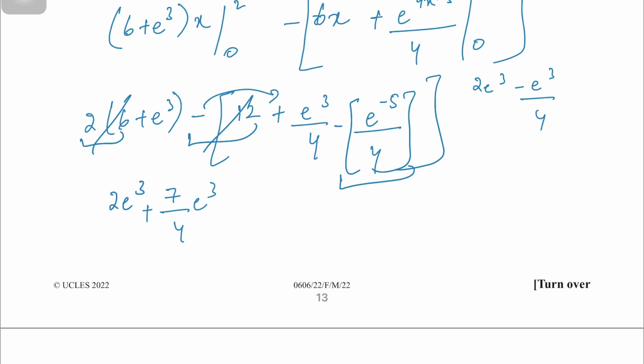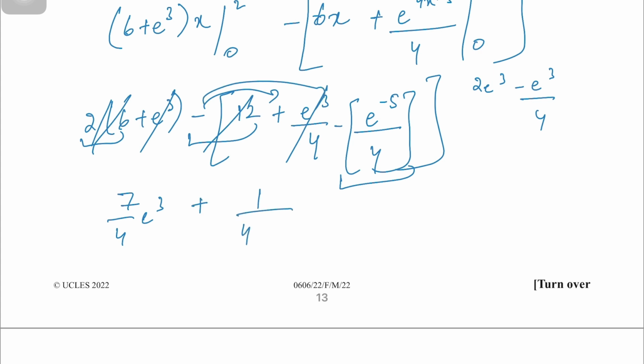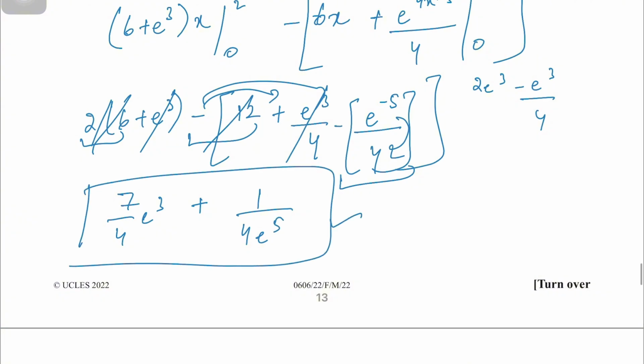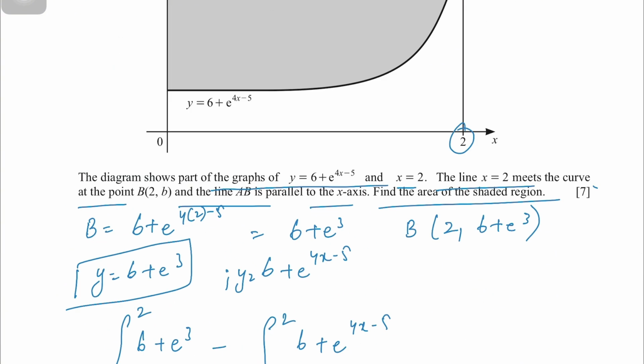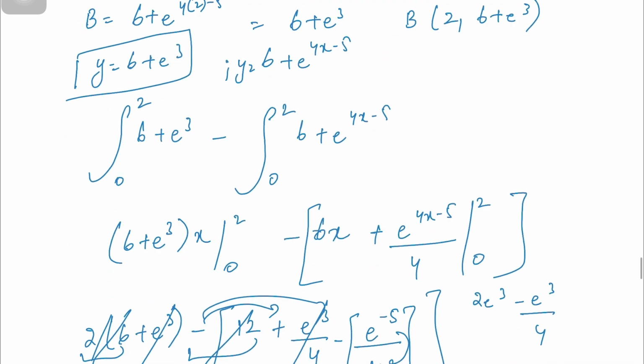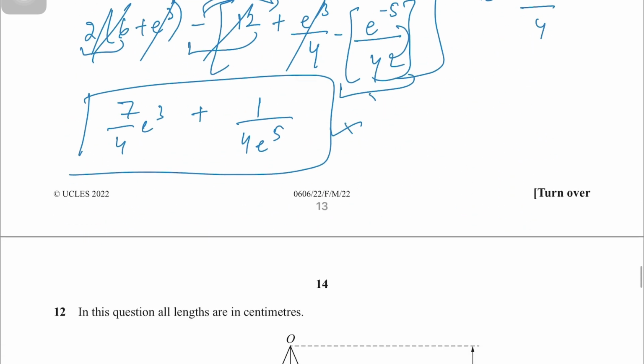Then I guess what we can do is, this would be 7 over 4 e cubed. This is cancelled out, this is cancelled, and then this is left. So this would be 1 over 4. This can go down, so this would be e to the power 5. So we have our final answer as this, the area of the shaded region. We can calculate it as well, but we can leave it here since this is an exact answer.